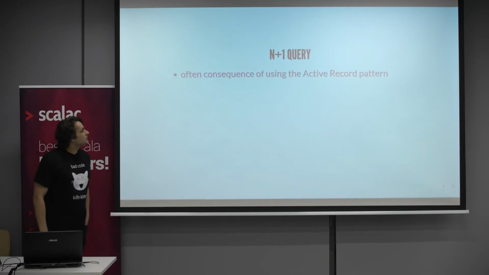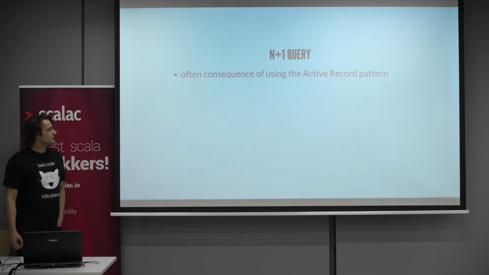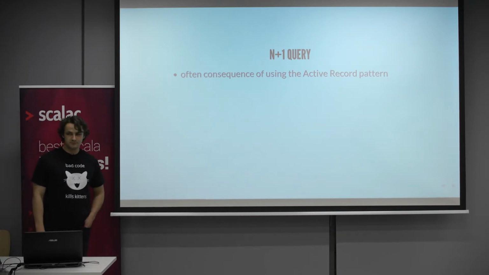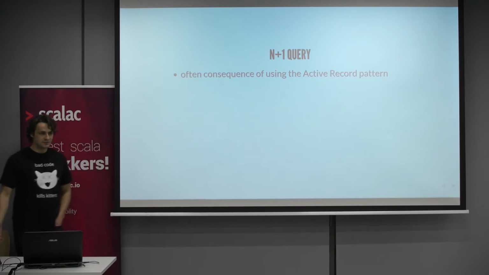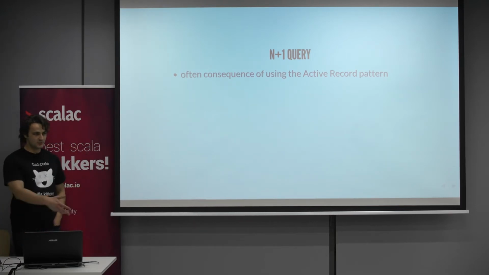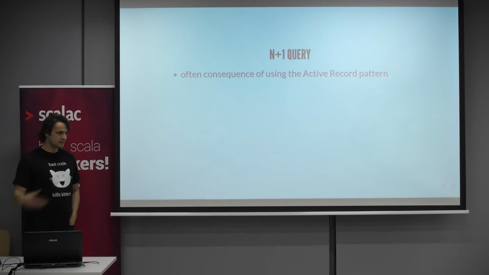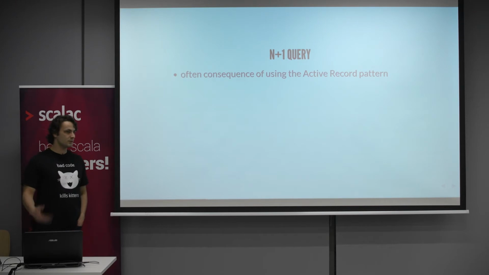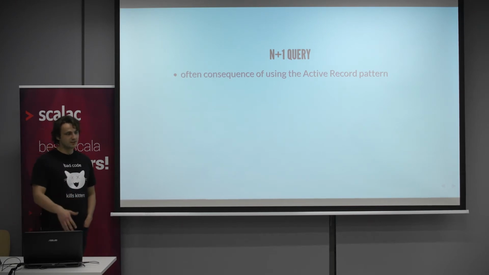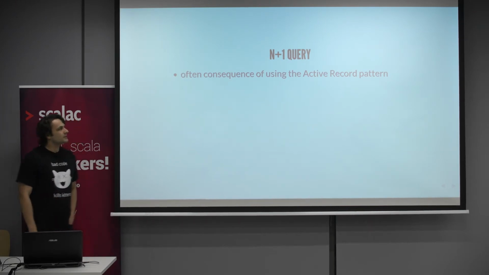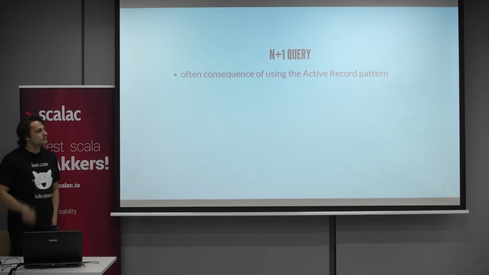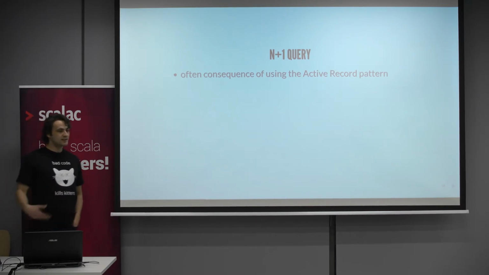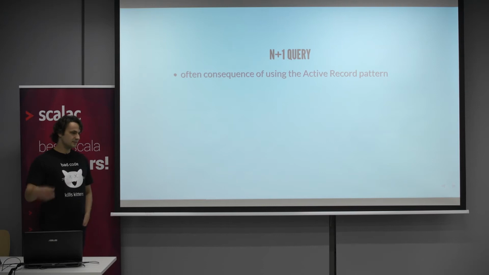Well, N+1 query is often a consequence of using the active record pattern when we're fetching some relationships, where we're fetching the objects that our main object is related to. And then when we perform some queries on those fetched objects, we are often executing many small queries to the database.